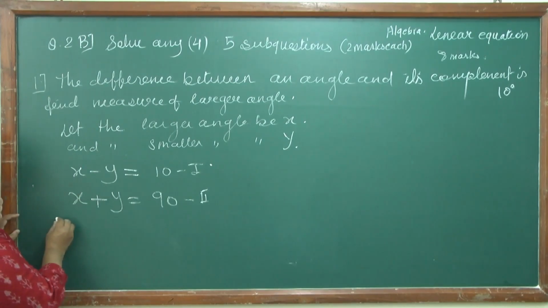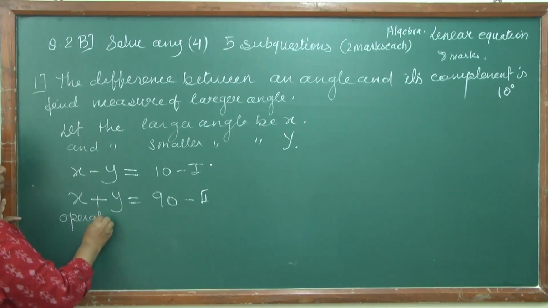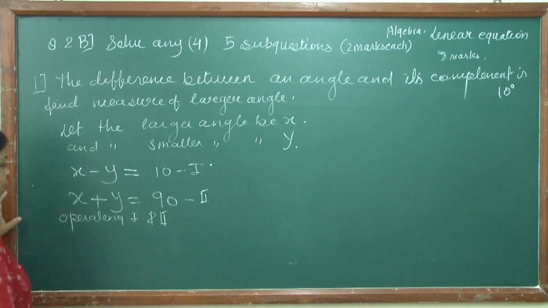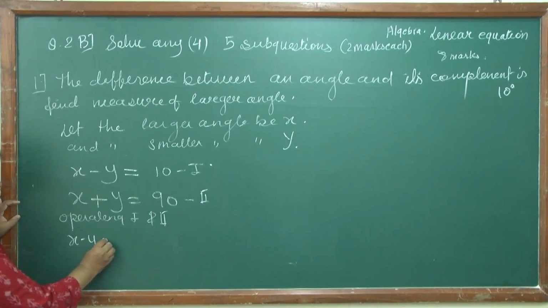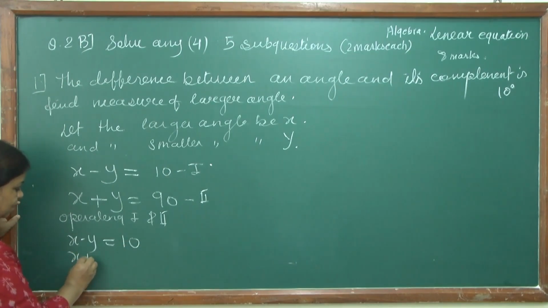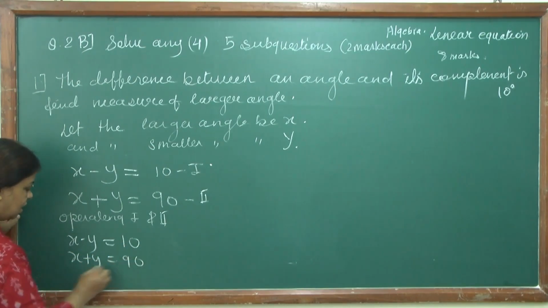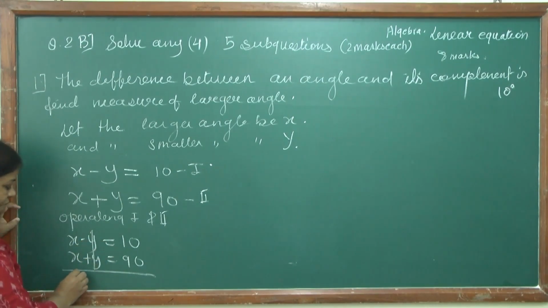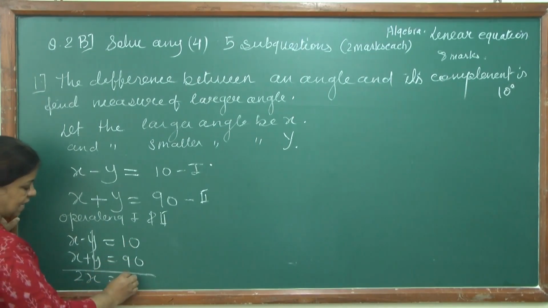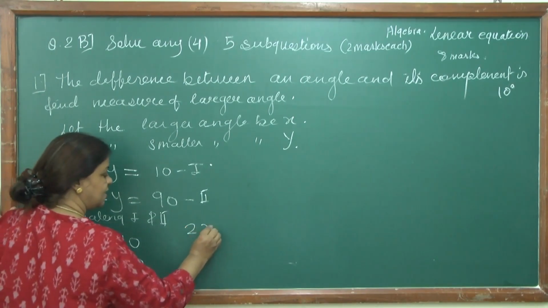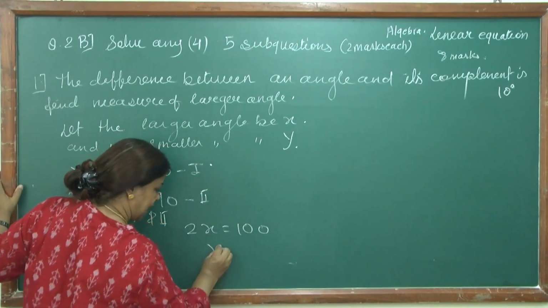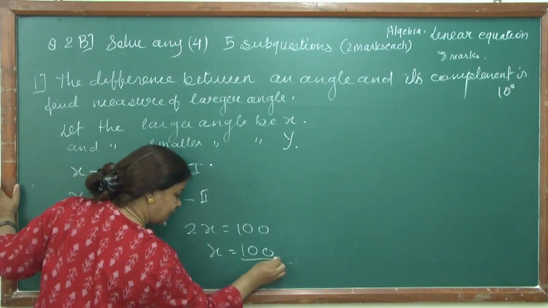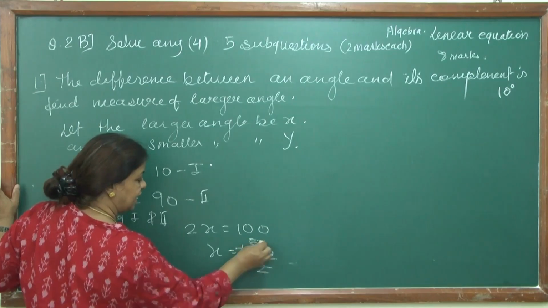Now what will I be doing? I will be operating on equations 1 and 2. I will take x minus y is equal to 10 and x plus y is equal to 90. Now see here, this is minus, this is plus, coefficients are same, we can cancel them. I get 2x is equal to 90 plus 10, 100. So 2x is equal to 100. So x is equal to what? 2 will come down, 2 5s are 10, so 50.